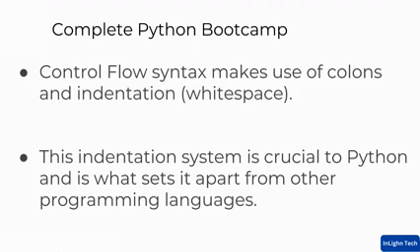In order to understand the syntax, we have to understand that control flow syntax in Python makes use of colons and indentation, otherwise known as whitespace. And this indentation system is absolutely crucial to Python, and it's really what sets it apart from other programming languages. This use of whitespace and indentation allows Python code to be easily readable and very quick to prototype.